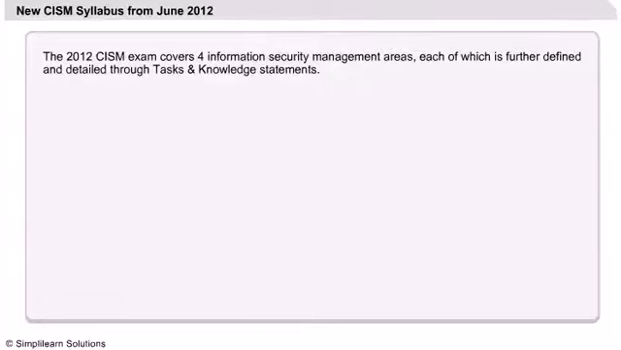As we are aware of the syllabus, let us now look at the value of CISM to professionals in the next slide.